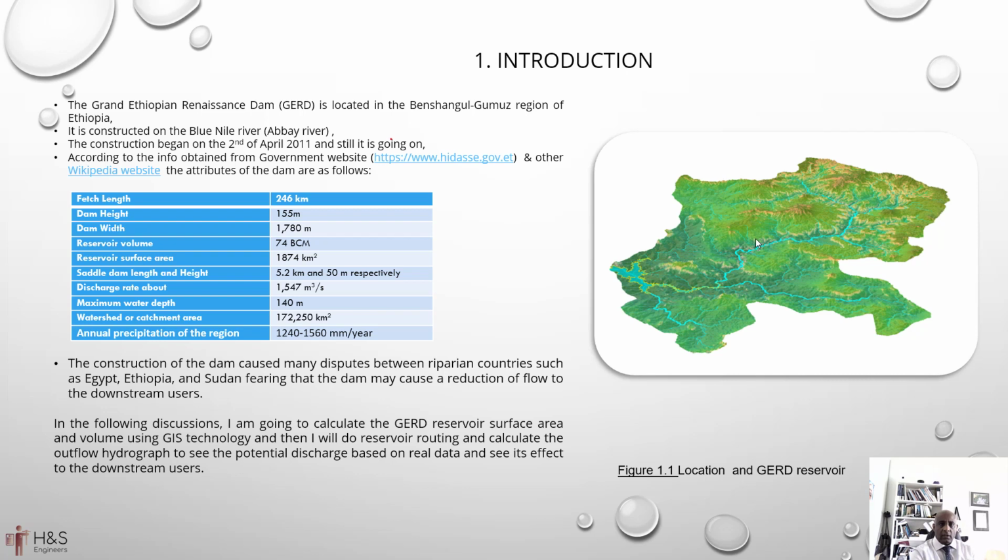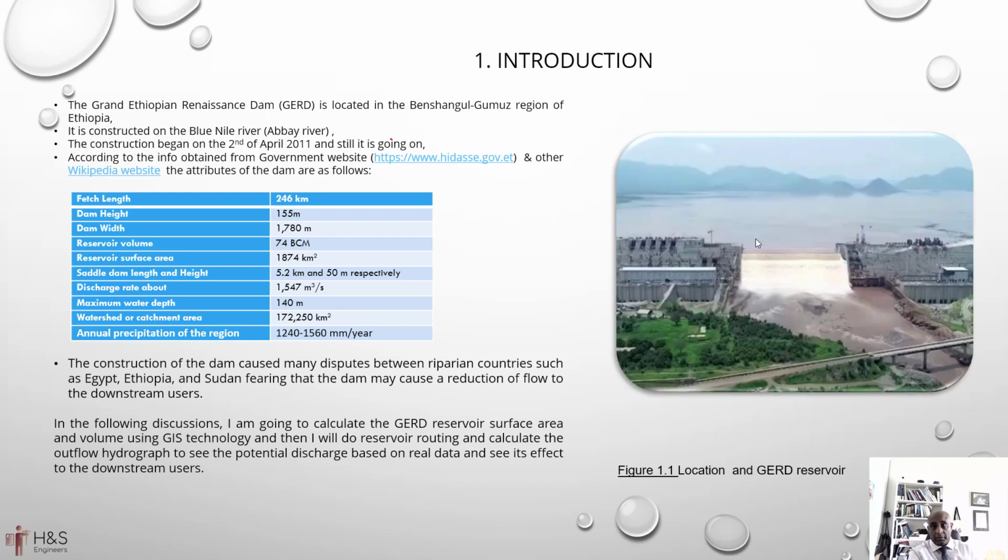At a speed of 100 kilometers per hour, it will take you 2 hours. It's a very long reservoir. And this construction actually caused a dispute between the riparian countries, Ethiopia, Sudan, and Egypt.